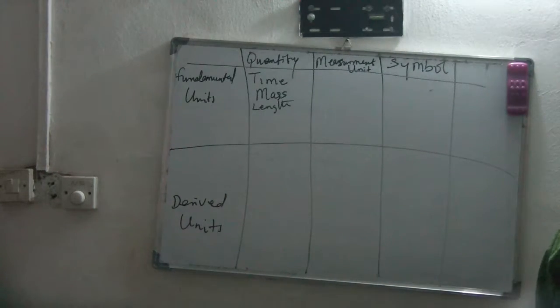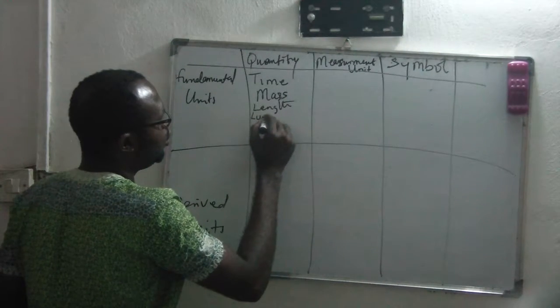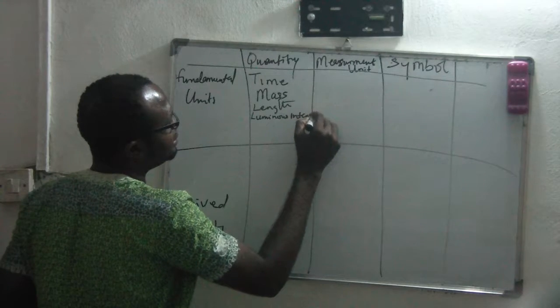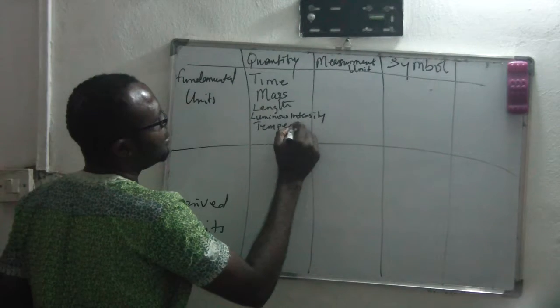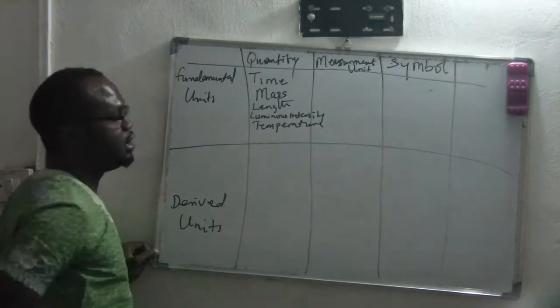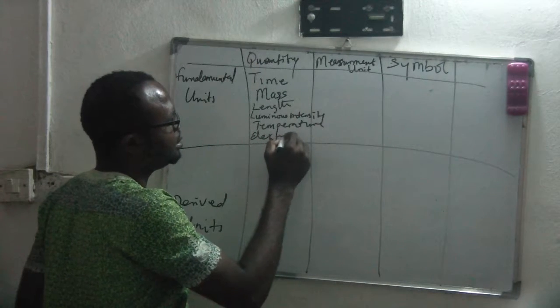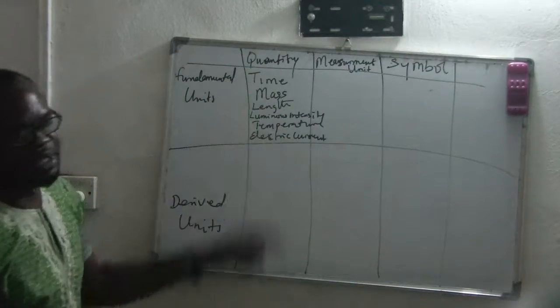Luminous intensity. You also have temperature, and electric current. Now, these are the fundamental quantities.